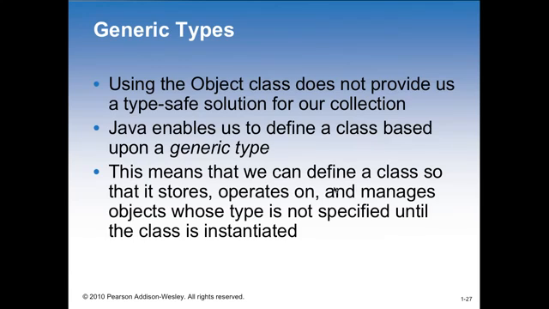In terms of the generic type, one of the solutions is using an object, which does not provide us with any sort of type checking or type safe solution for our collection, which means we can easily make mistakes if we're not type checking. We don't have any type checking, essentially. So Java enables us to define a class based upon a generic type. This means that you can define a class so it can store, operate on, or manage objects whose type is not specified until the class is actually instantiated.